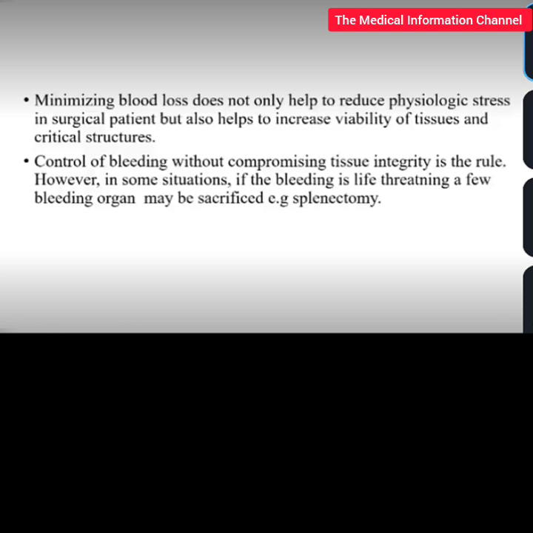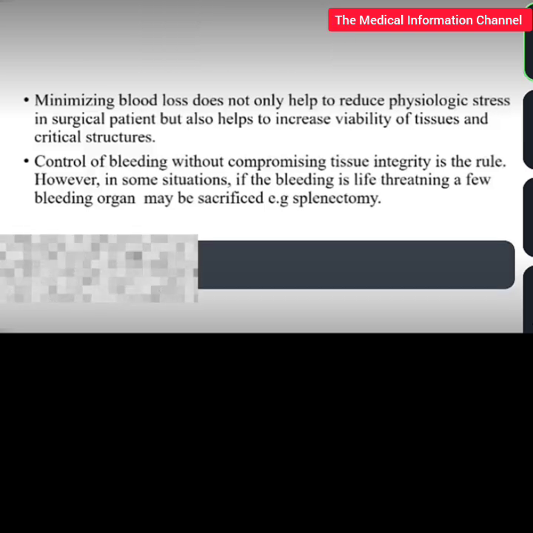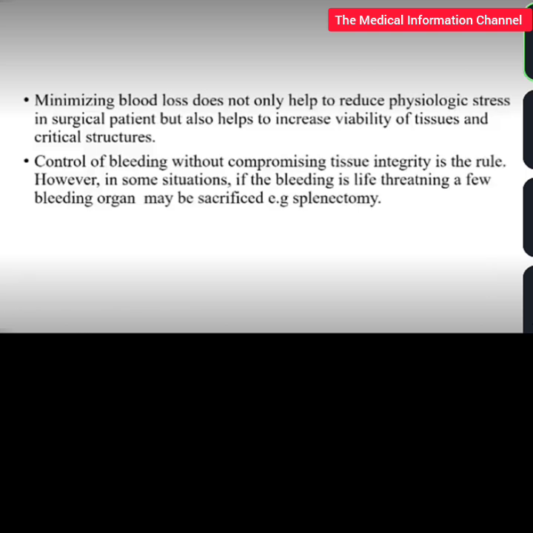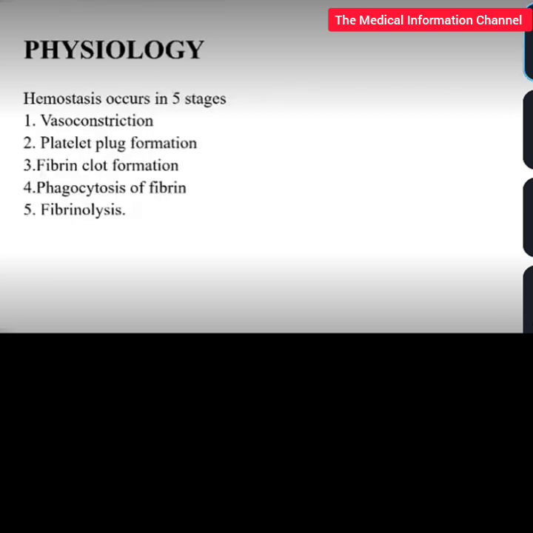Minimizing blood loss does not only help reduce physiologic stress in surgical patients, but helps to increase the viability of tissues and tissue structure. So control of bleeding without compromising tissue integrity is the rule. However, in some situations, if bleeding is life-threatening, few bleeding organs will be sacrificed, as in the case of splenectomy. So the physiology occurs in 5 stages: vasoconstriction, platelet plug formation, fibrin clot formation, phagocytosis of the fibrin, and then fibrinolysis.